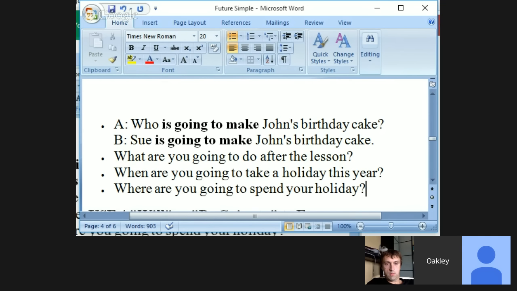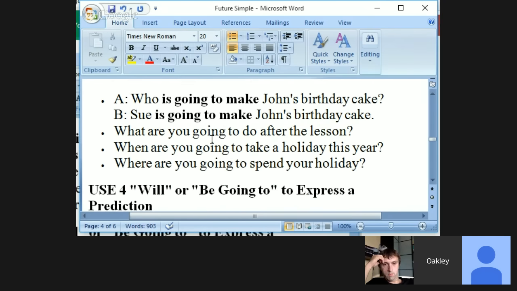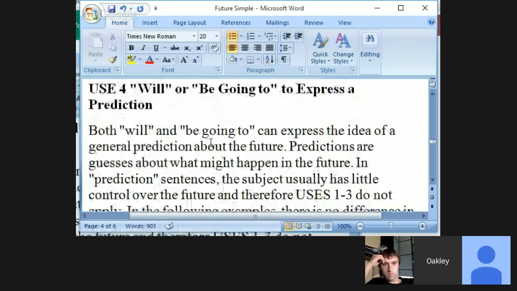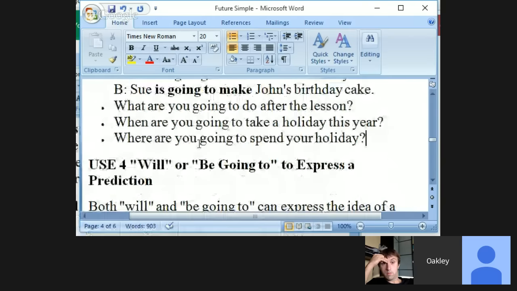All it means is that I'm asking you to make a prediction, because I can use both of these forms, the future simple and going to. I can use both of these forms to express a prediction. So if I say, when will you take a holiday this year, I'm asking you to predict for me. Give me your best prediction. If I say, when are you going to, I'm asking you, what is your plan right now?